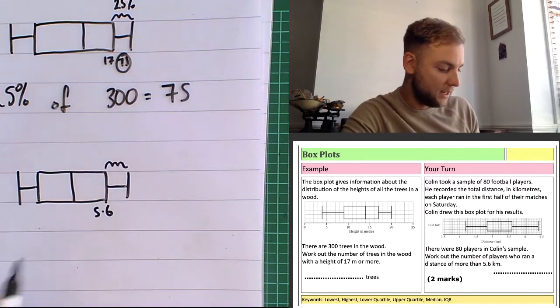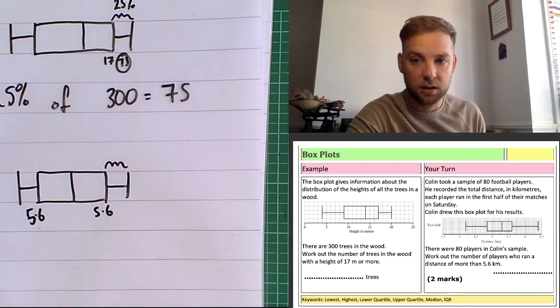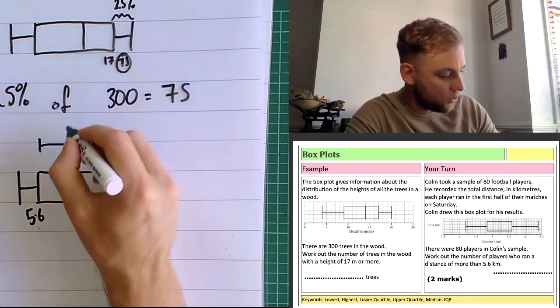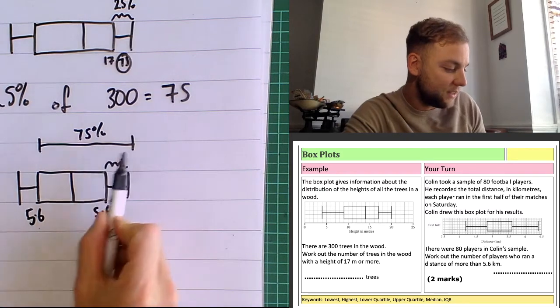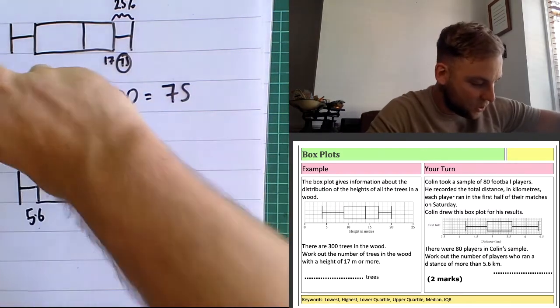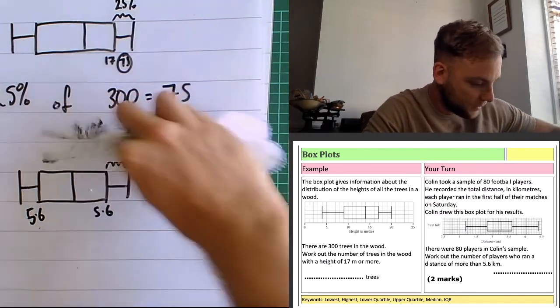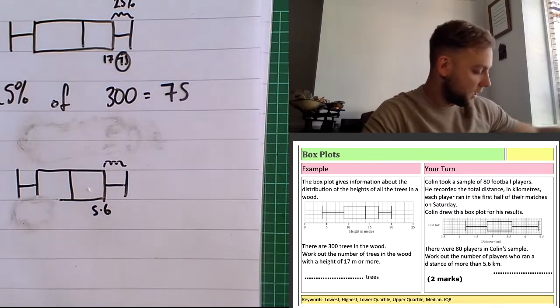It's worth noting that if 5.6 was here, let's say, I know it's not, and we wanted to see the amount of people, that would be all of this part here, which is 75%, okay? So I'd want to find 75% if it was this part here. But it's not, okay? So it is the upper quartile. It's the same as the one we've just done.